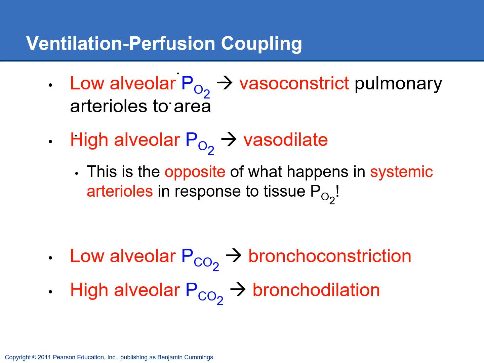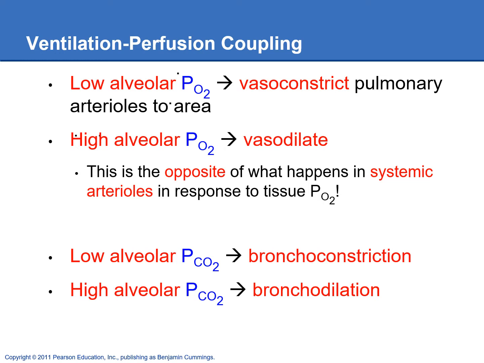And what's interesting about this is the exact opposite of what happens in the systemic arterioles in response to the tissue partial pressure of oxygen. So in the tissues, if the oxygen levels are low, that would actually cause vasodilation instead of vasoconstriction. So that's really different from what happens in the lungs. The lungs are just opposite of what happens in the tissues.